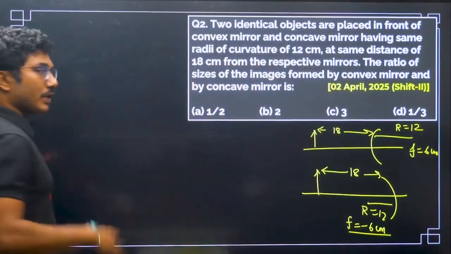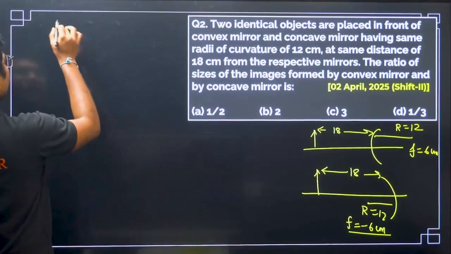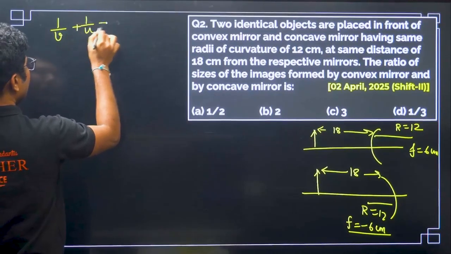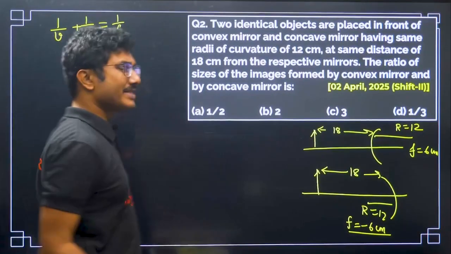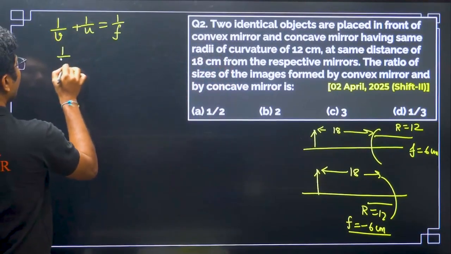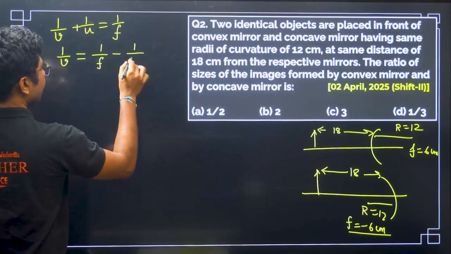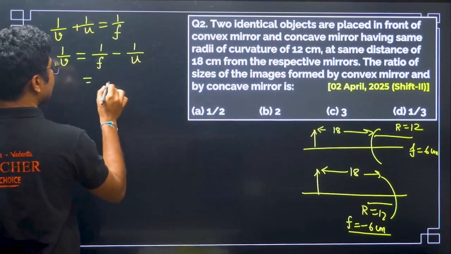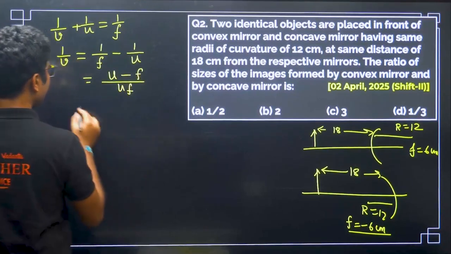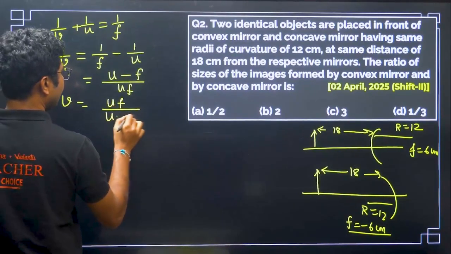Now what we will do, first we will not solve for v immediately. We will write down the normal mirror equation, 1 by v plus 1 by u equals 1 by f. Now you see that u is given, f is given, v is not given. So we will try to find the value of v mathematically first, without using any sign or any values. Okay, so from here we can see that it will be uf by u minus f. So v equals uf by u minus f.